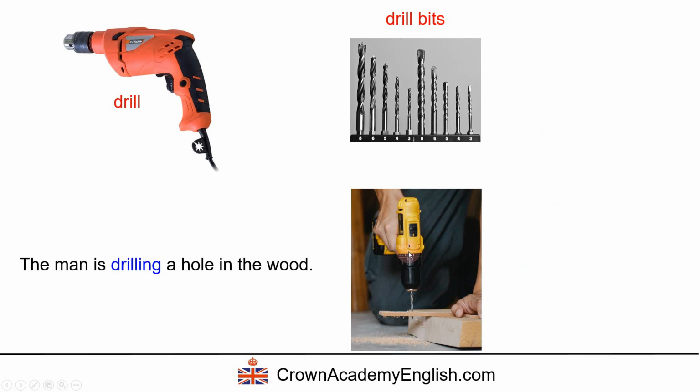And here is a photograph. The man is drilling a hole in the wood. And again, look at this. This is the verb. We have formed a verb to drill from the noun. So we have the noun drill, this is the object, and we can form a verb to drill a hole. The man is drilling a hole in the wood. Okay, so here we see the drill, and on the end of the drill, he has a drill bit.